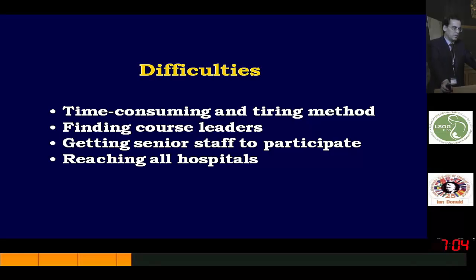And obviously, it's difficult to reach all hospitals in the country. You find it's quite easy in Portugal, which is a small country. If you go to larger countries, it's very difficult to reach some of the more distant hospitals.